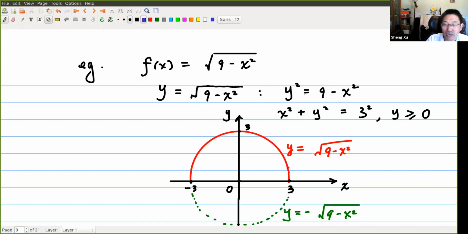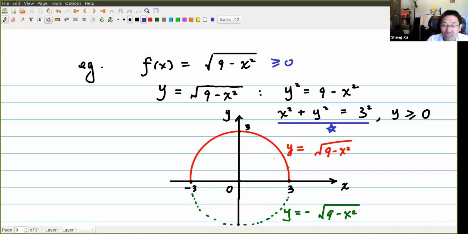9 is 3 squared. And of course, in this case, we know this function is non-negative, right? Square root is always non-negative. But we know x squared plus y squared equals 3 squared. We know this equation defines a circle, right? From the last class we learned, the circle with the origin as the center and 3 as the radius. So you can draw that circle here. But the graph of the function is not the whole circle.